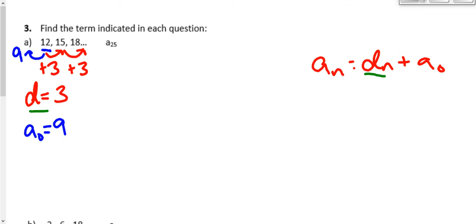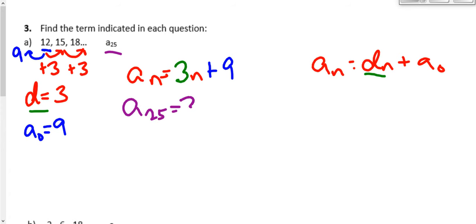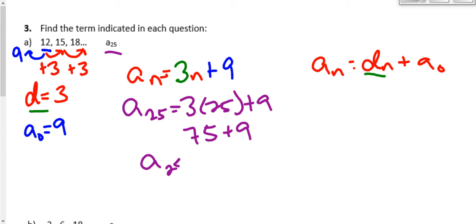So I can go ahead and create my equation. A sub n is going to equal 3n plus the value 9. And with that equation, I can go ahead and find the 25th term by just plugging in 25. A sub 25 equals 3 times 25 plus 9. 3 times 25 is 75. If I add 9, that means a sub 25 is going to be the number 84.